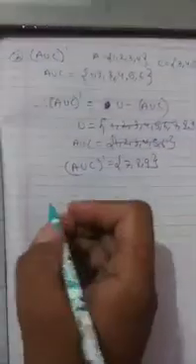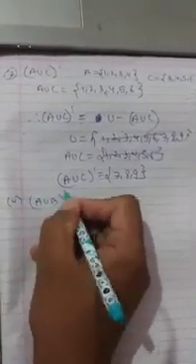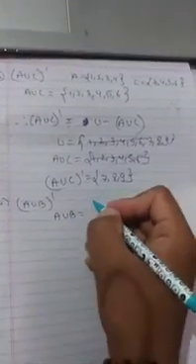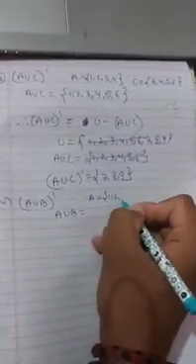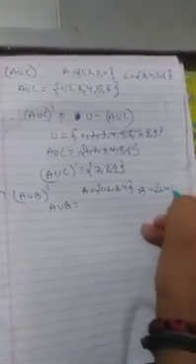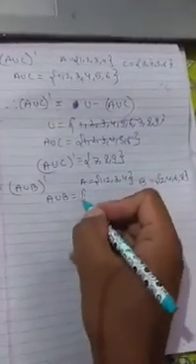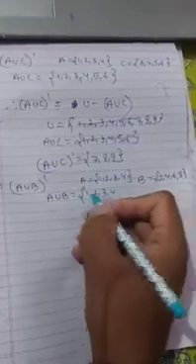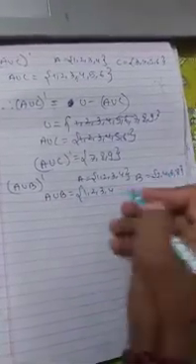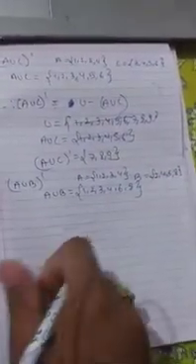Now the fourth part is (A union B) complement. First you have to find A union B. A is 1, 2, 3, 4 and B is 2, 4, 6, 8. Now for A union B, first we will write 1, 2, 3, 4, all the elements of A. Now we check that 2, 4 are repeating, so we will write 6 and 8. That's all. So A union B is 1, 2, 3, 4, 6, 8.